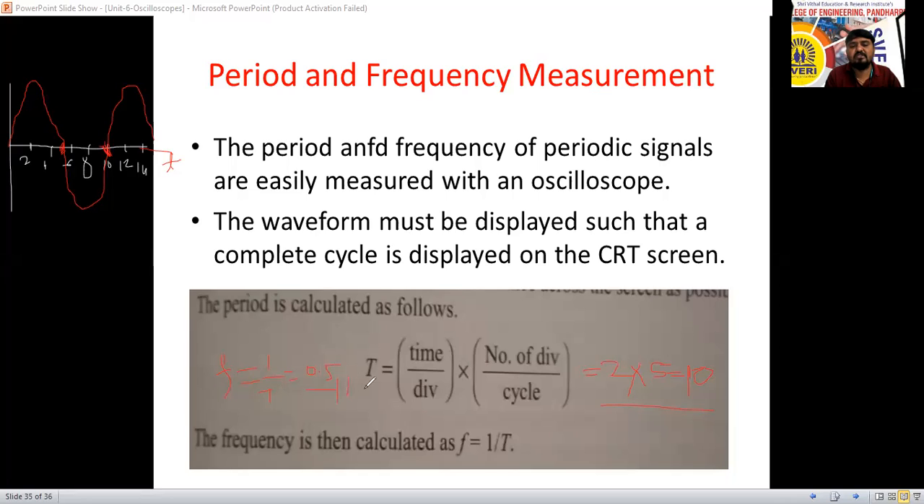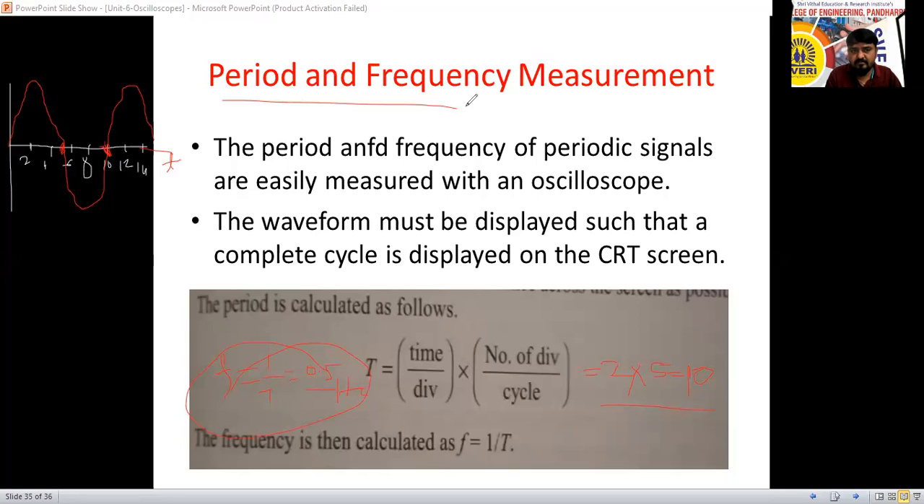The unit we consider for frequency is hertz, and the time will be in milliseconds. On that condition, we are going to get 50 or 500 also. T equals 1 by f. Like that, we are going to measure the frequency and time period here.